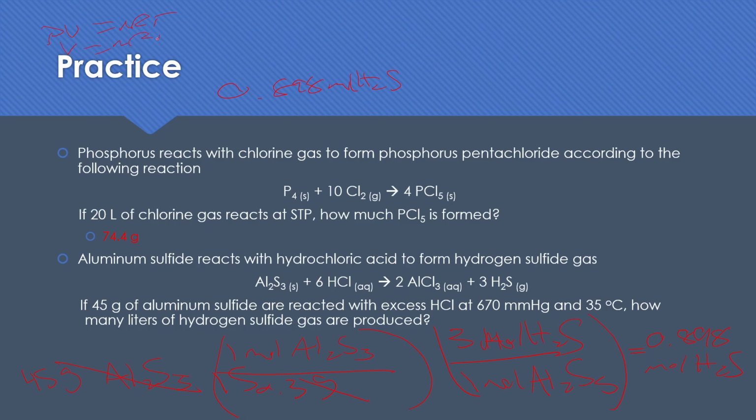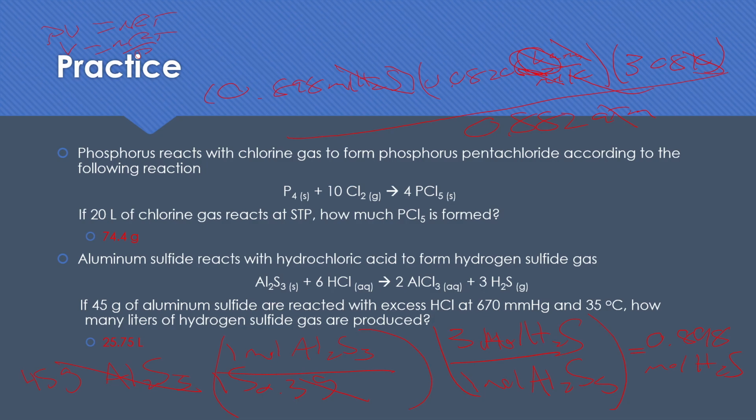V equals nRT over P, so multiply that by R times the temperature. It's 35 degrees Celsius, so add 273, 308 Kelvin, divided by 670 millimeters of mercury, divide that by 760, and you get 0.882 atmospheres. So you smack all that together. Moles cancel, atmospheres cancel, and Kelvin cancels, and you get liters. Woo!